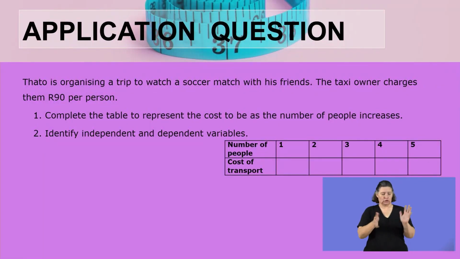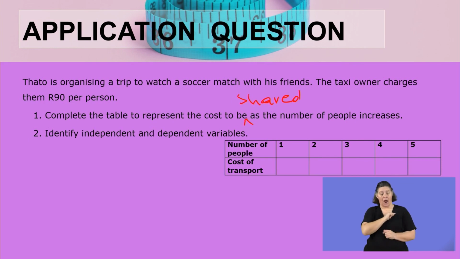Now, let us practice what you've just learned. The first question. Tato is organizing a trip to watch a soccer match with his friends. The taxi owner charges them 90 rand per person. Complete the table to represent the cost to be shared as the number of people increases. That is the first question.